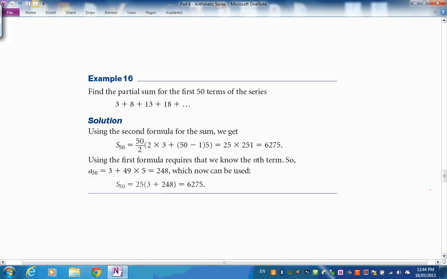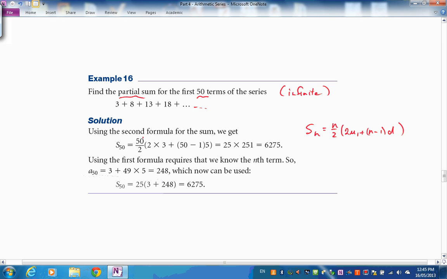So coming to example 16, find the partial sum for the first 50 terms. Why is it a partial sum? Because we are indicating that this series would go on infinitely, and we only want to go up to the first 50 terms. So let's write down the formula. The sum is n on 2 by 2 mu1 plus n minus 1 by d.